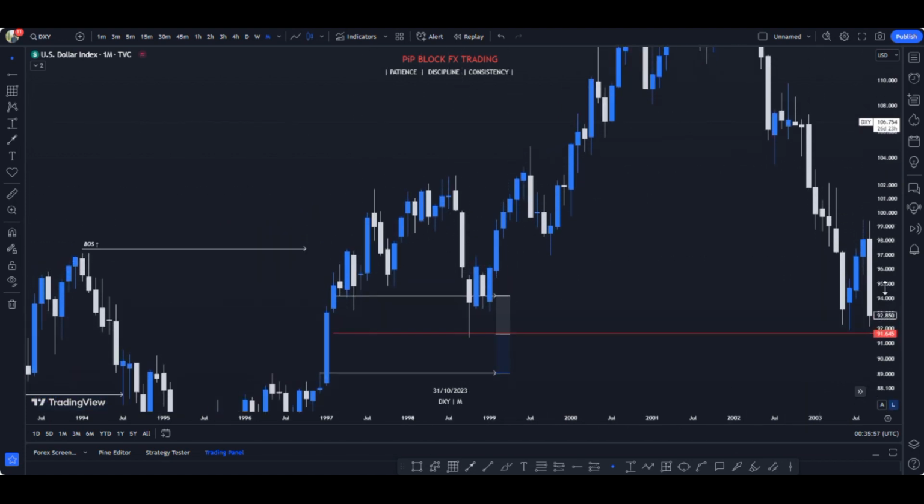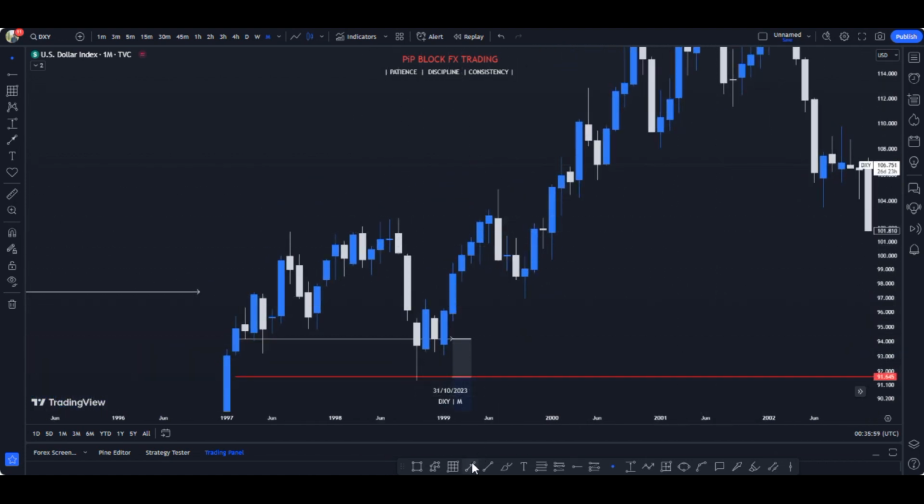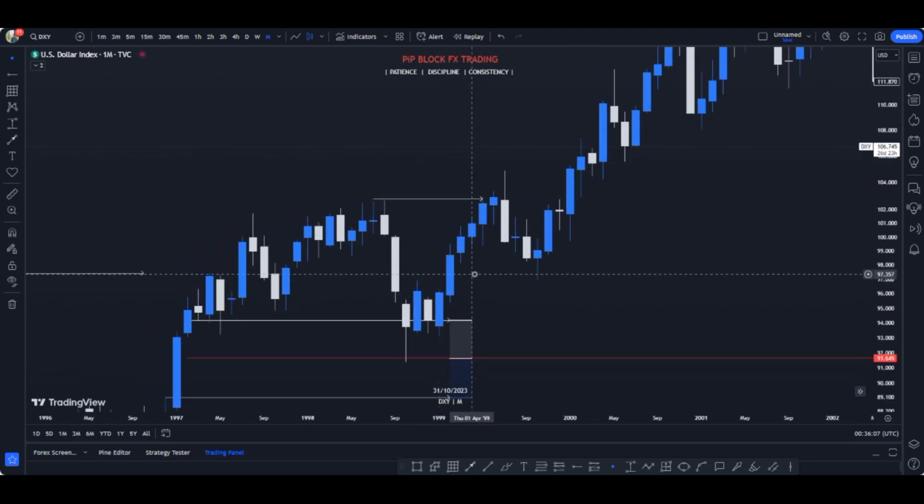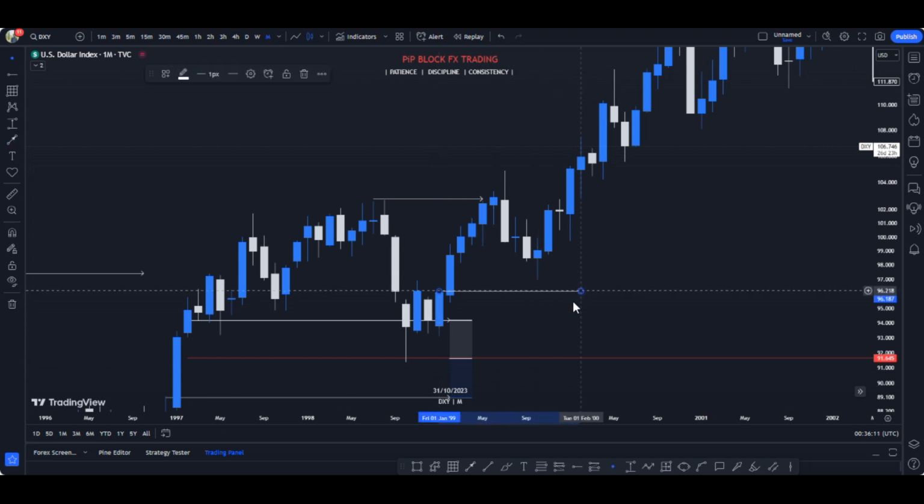So once again, we had a pullback. Then market broke structure to the upside. Where is the break of structure? Right here. Market broke structure. After market broke structure, where do we have an imbalance? So we are looking at areas where we have an imbalance. So this is an area of imbalance, and then these are potential zones the market will trade into before continuing moving to the upside.